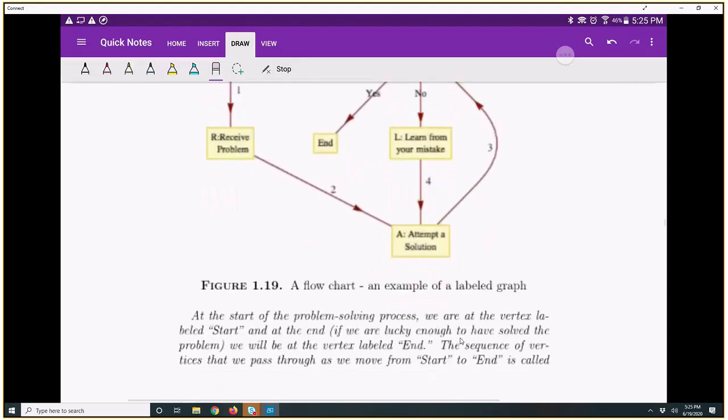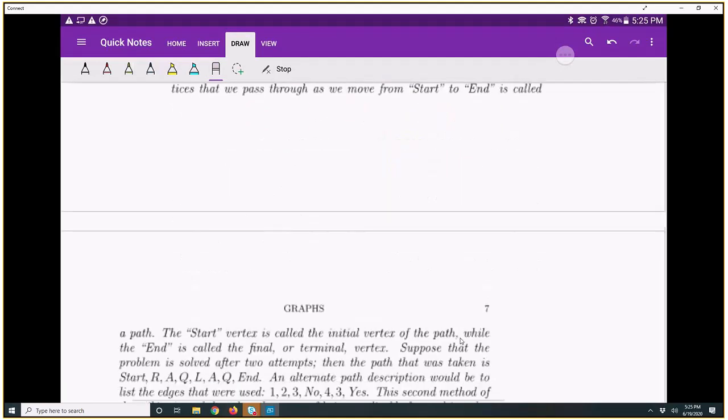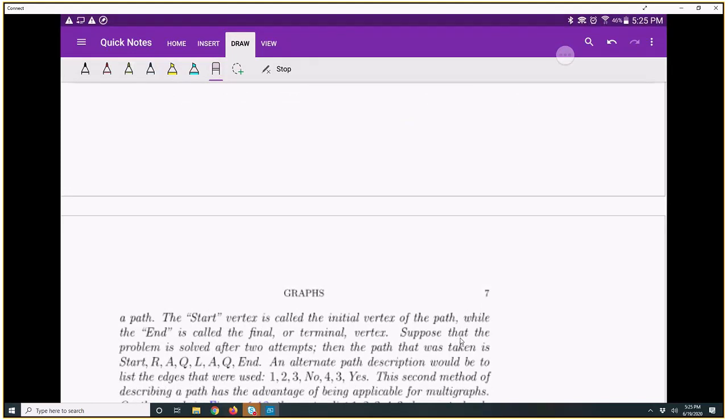The sequence of vertices that we pass through as we move from start to end will be called a path. The start vertex is called the initial vertex of the path. The end vertex is called the final or terminal vertex of the path. Suppose that the problem is solved after 2 attempts. Then the path that is taken will be start, R, A, Q, L, A, Q, end. So we'll go up and see what we mean by that.